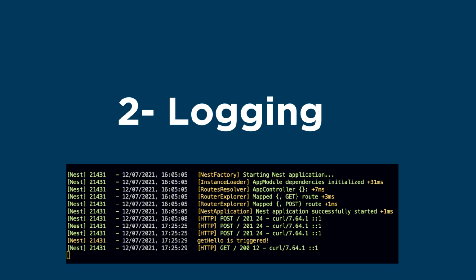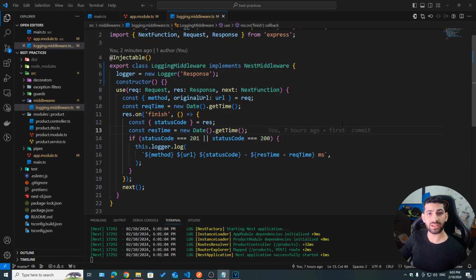Best practice number 2, logging. It's always a good practice to log what's happening in your application, whether it's in development for debugging purposes, to catch bugs and understand how your program is behaving, or in production to keep track of the events and to keep an eye on what's happening on your server.